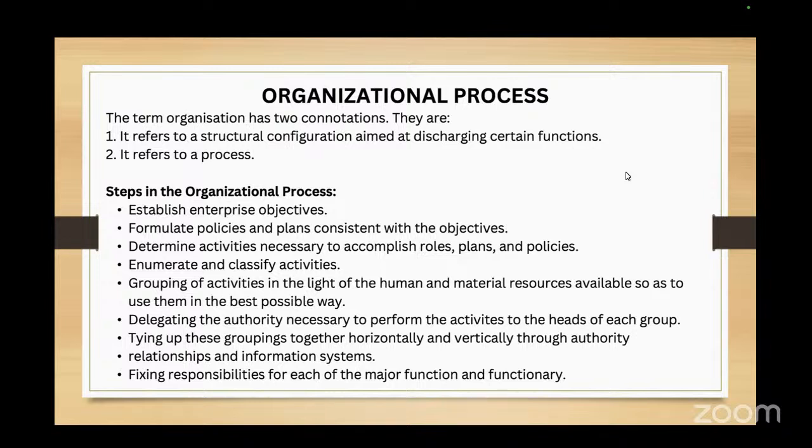Tying up these groups together horizontally and vertically through authority relationships and information systems, which means creation of relationship between groups, link the various groups by creating clear lines of authority and communication. Fixing responsibilities for each of the major function and functionary means to assign responsibilities to make sure everyone knows their specific roles and what they are responsible for. These are the several steps involved in the process of organization.